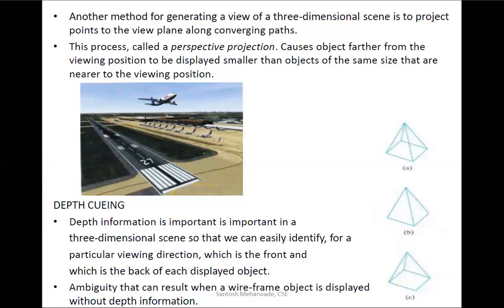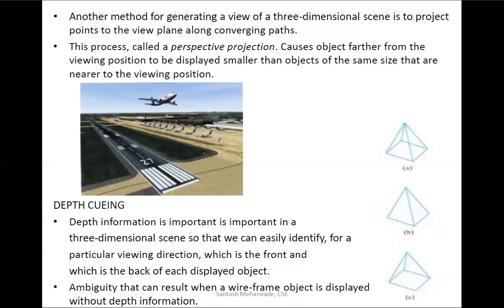The second difference: in orthogonal projections, all these parallel projections hit the view plane, or the projection plane, at an angle of 90 degrees. Hence we call them orthogonal projections. But in perspective projections, all the projections coming from the object meet at one point. That point we call the center of projection.